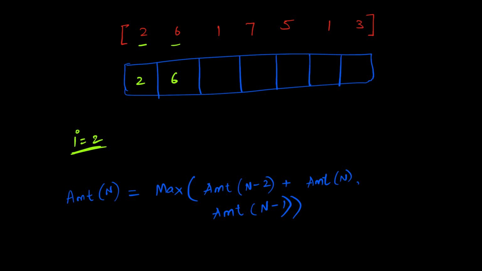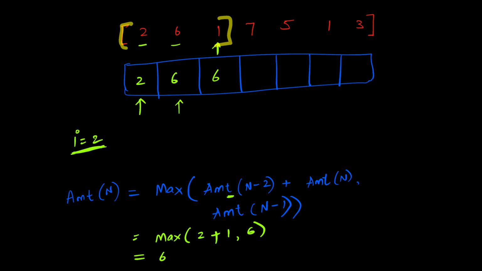With i equal to 2, we are at a home with value 1, and applying the formula, n minus 2 is 2 plus amount of n which is 1, the total is 3, and comparing it with n minus 1 which is 6. As 6 is higher, we'll save it in the dynamic programming array. In other words, if we had only 3 houses in the input array, the maximum amount we will be able to rob at the third element, that is house 1, will be 6.